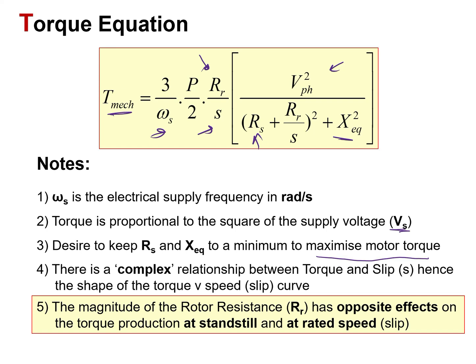However, there is a complex relationship between the torque and the slip. And that's why we have the different shapes of the torque and speed or slip curve that we have seen earlier. One thing to keep in mind is that the magnitude of the rotor resistance has opposite effects on the torque production at standstill and at rated speed or slip.